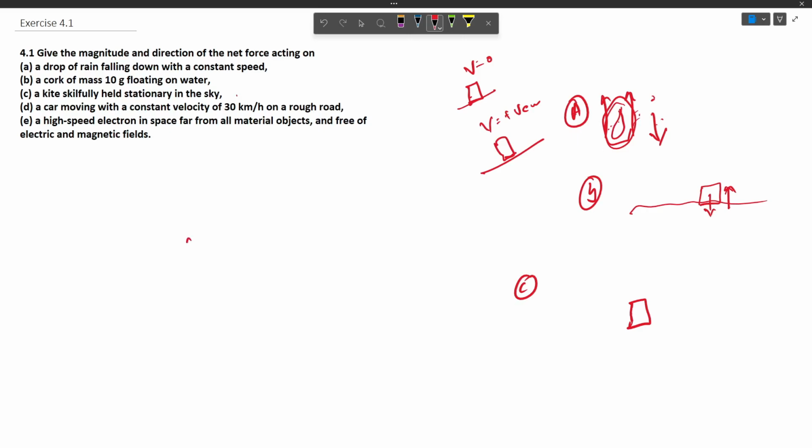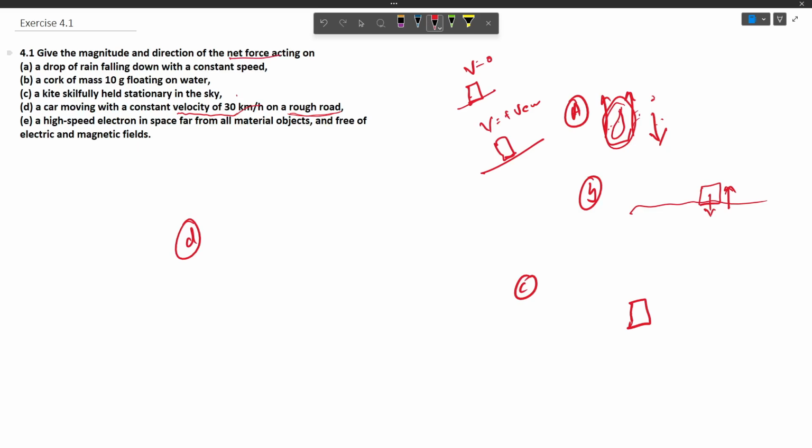Now, in the fourth option, we have a car moving with a constant velocity of 30 km per hour on a rough road. Here we see again that the velocity is constant, though the engine is pushing it forward. Also, due to the rough road, there would be a certain amount of frictional force acting from various directions. So, in order to keep that motion constant, the forces acting on it are balanced by the motor. That's why the velocity is constant, and we can say that the car is moving with constant velocity and its net force is zero.